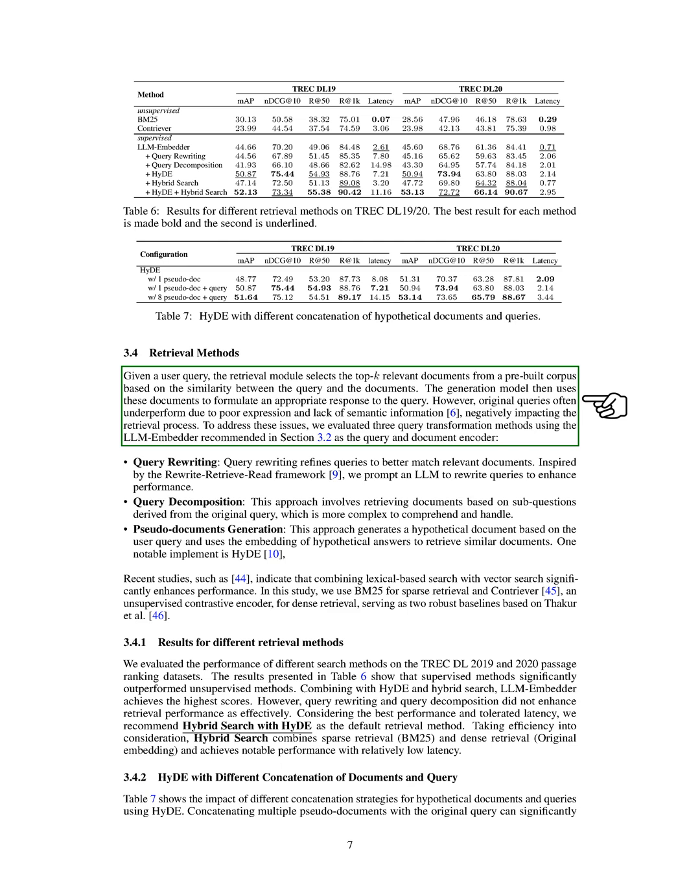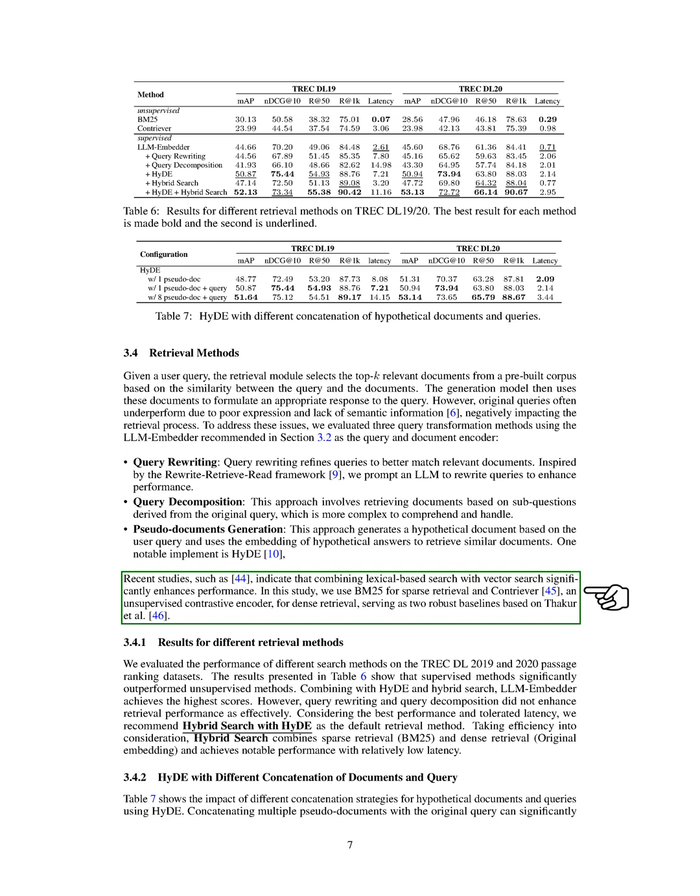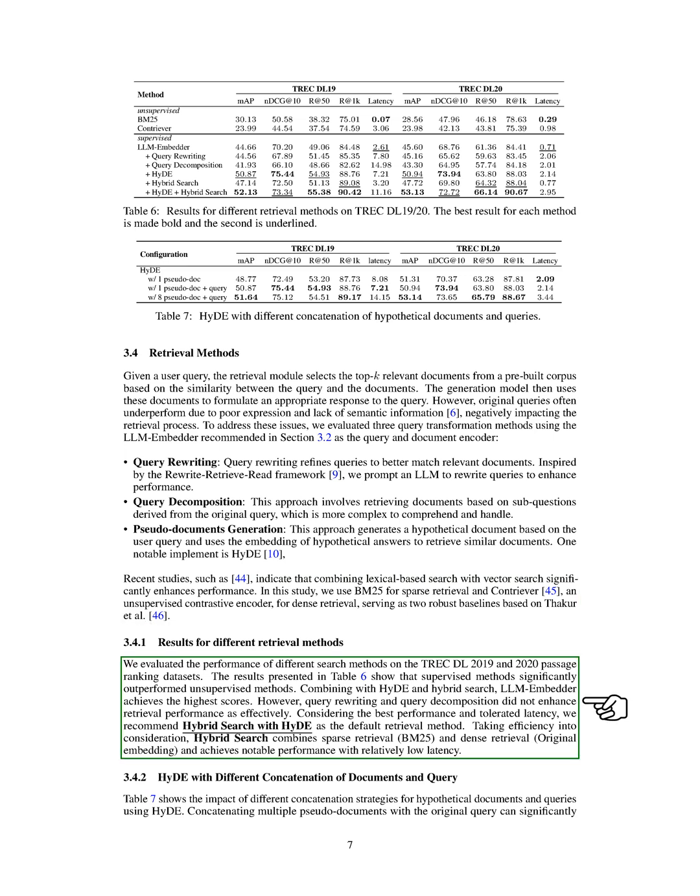The retrieval module selects the top K relevant documents from a pre-built corpus based on query document similarity. We evaluated three query transformation methods using the LLM embedder as the query and document encoder: query rewriting, query decomposition, and pseudo-document generation. Combining lexical-based search with vector search has shown significant performance enhancement. Our study on different retrieval methods on TREC DL 2019 and 2020 datasets indicates that supervised methods outperform unsupervised methods. Hybrid search with HyDE is recommended as the default retrieval method for its notable performance and relatively low latency.